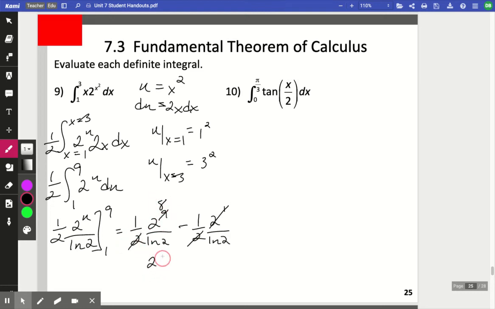So I have 2 to the eighth over the natural log of 2 minus 1 over the natural log of 2. Obviously, these have a common denominator. So 2 to the eighth minus 1 over the natural log of 2. But what is 2 to the eighth? Well, 2 squared is 4, 2 cubed is 8, 2 to the fourth is 16, 2 to the fifth is 32, 2 to the sixth is 64, 2 to the seventh is 128, and 2 to the eighth is 256. So 256 minus 1, so this would be 255 over the natural log of 2.